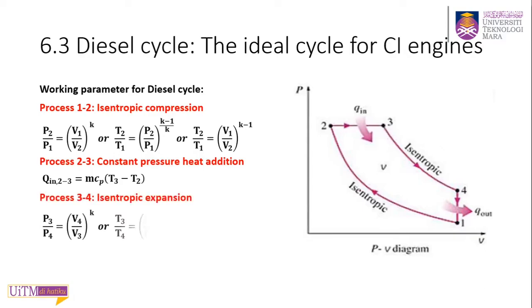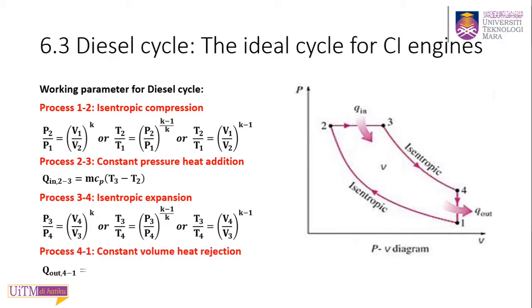For state 3 to state 4, which is the isentropic expansion process, like before, the isentropic relationship equation for gases can be used to determine the required properties at the respective states. And finally, for process 4 to 1, which is the constant volume heat rejection process, the following equations can be used to calculate the amount of heat rejected during the heat rejection process.